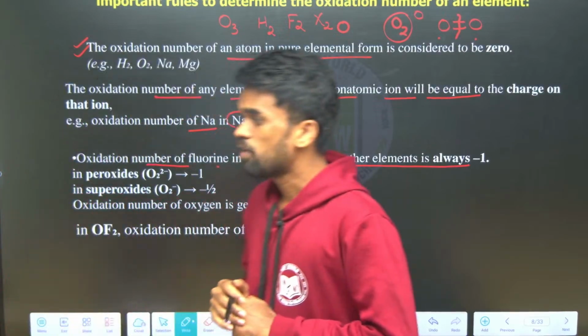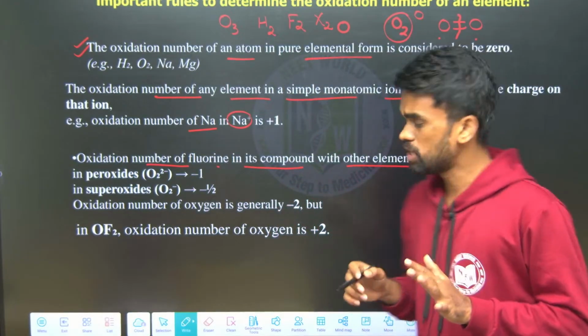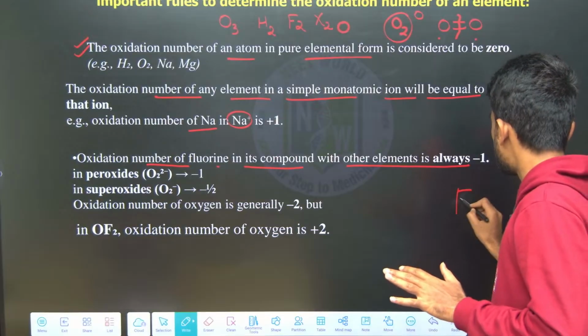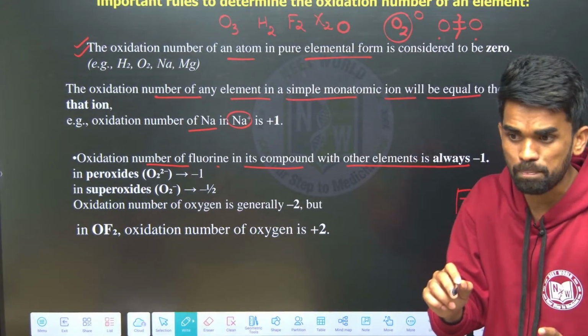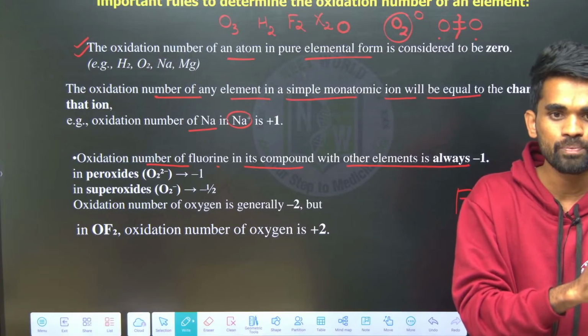Why? Because fluorine is the most electronegative element in the periodic table. So whenever fluorine combines with any other element, what happens? Fluorine will always carry a negative charge because it is more electronegative.